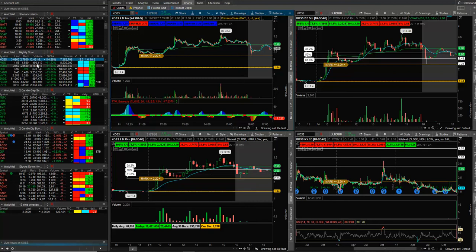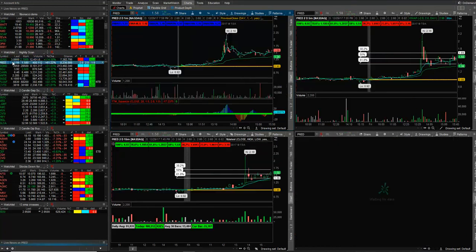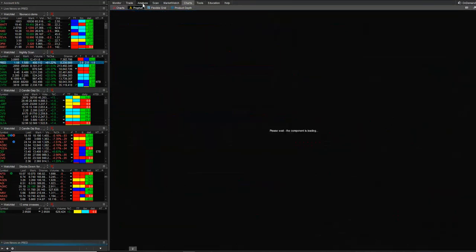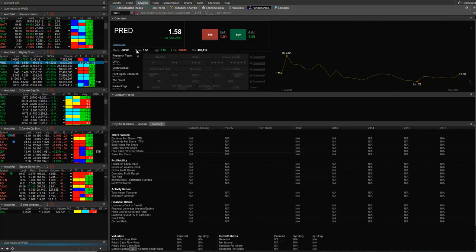I would be looking at all these stocks to see what's moving. For example, this stock here, PRED, has no volume. So even though it's up 61% and it's a low float, you can kind of look at it because it could be the beginning of a trend. So what I would do is click on PRED. I don't know anything about the company. I can go to analyze. Oops. It doesn't show me anything there.